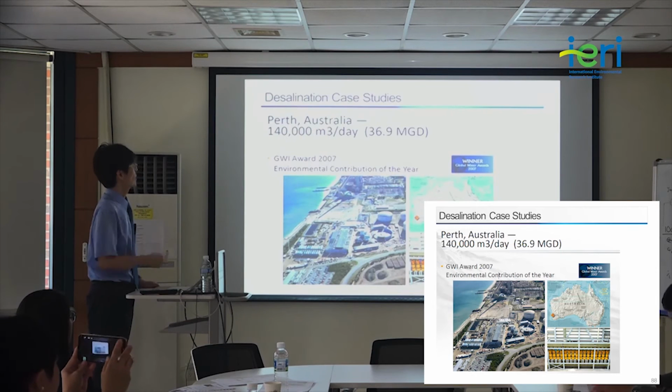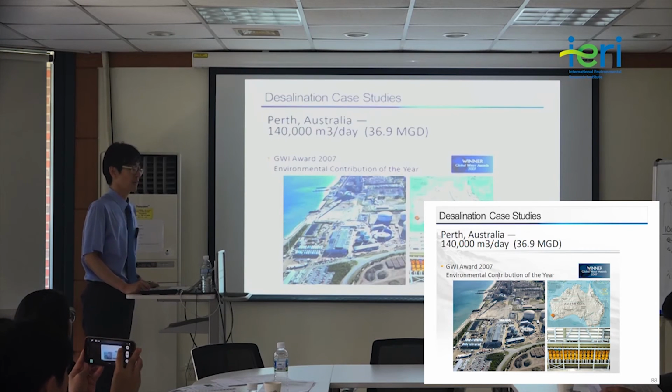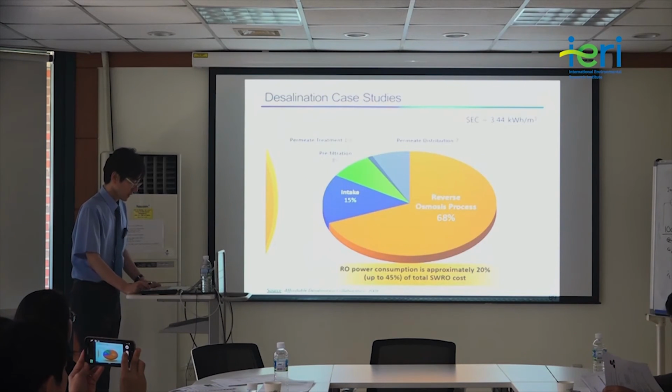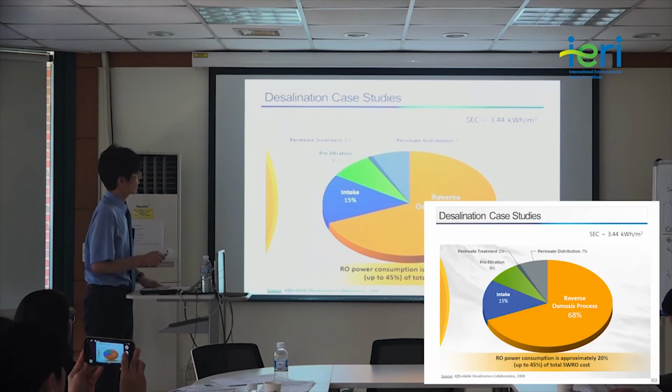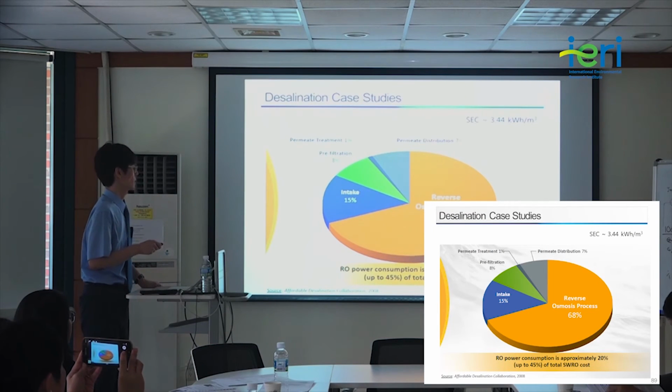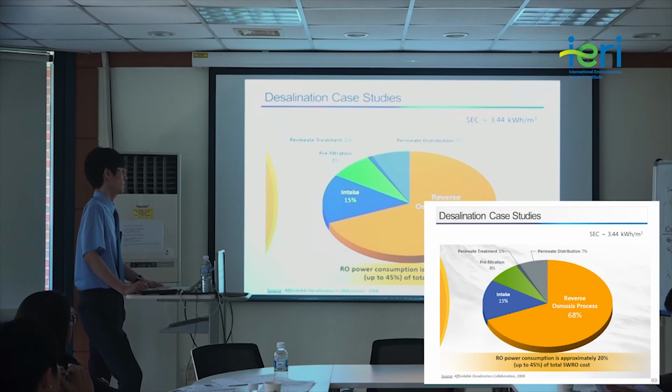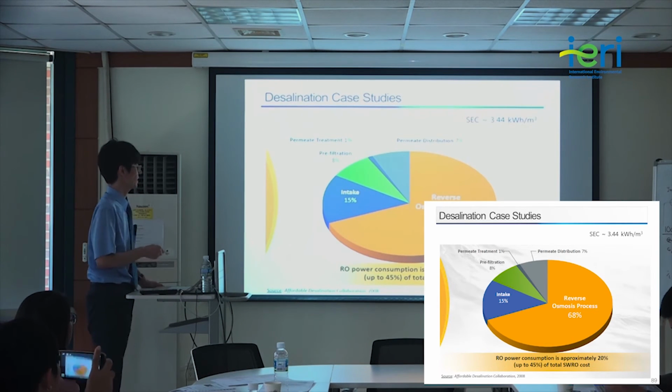And it has the capacity of 140,000 cubic meters per day. And the water cost is just like that. So in this case, the reverse osmosis process uses around 68% of the energy, and intake, pre-filtration, and primary permeate distribution, their energy consumption and cost were not really significant.